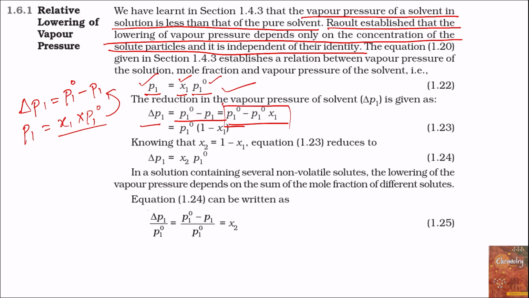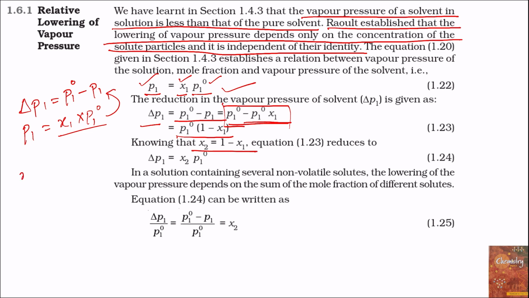Now according to this expression, lowering of vapor pressure is equal to vapor pressure of pure solvent minus vapor pressure of pure solvent multiplied by mole fraction of the solvent. Taking P01 as common, lowering of vapor pressure is equal to P01 and in brackets 1 minus x1. Now what is 1 minus x1?